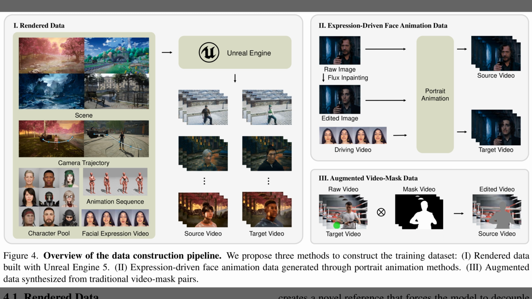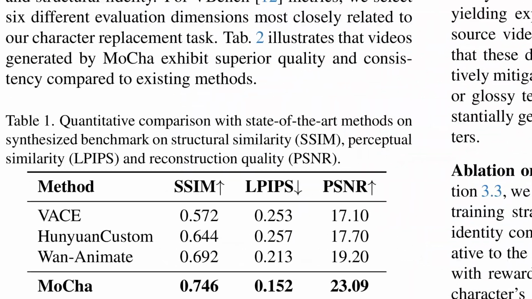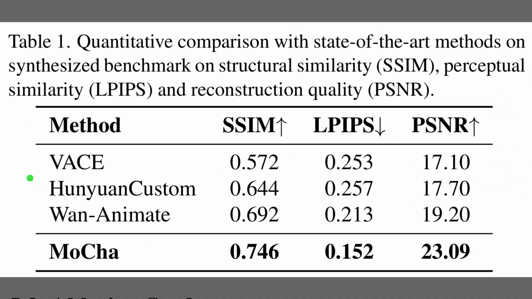Finally, the bottom right panel illustrates an augmented dataset created from existing video masks, which helps the model generalize to real-world occlusions. Alright, following that data setup, Table 1 validates the model's performance on the synthesized benchmark. It presents a head-to-head comparison against state-of-the-art methods like VACE, Hunyuan Custom, and Wan Animate. The columns evaluate the results using structural similarity, perceptual similarity, and reconstruction quality. Focusing on the bottom row, MoCha achieves the best scores across all categories. Notably, its reconstruction quality reaches roughly 23.1, significantly surpassing the runner-up, Wan Animate, which sits at 19.2.